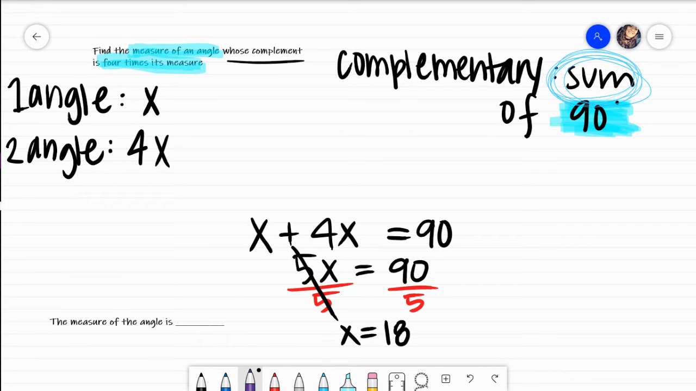It's only asking me to find the measure of that one angle, not the other angle. And so the answer that you would have here for our first angle would be that our x equals 18. So the measure of our angle would be 18.